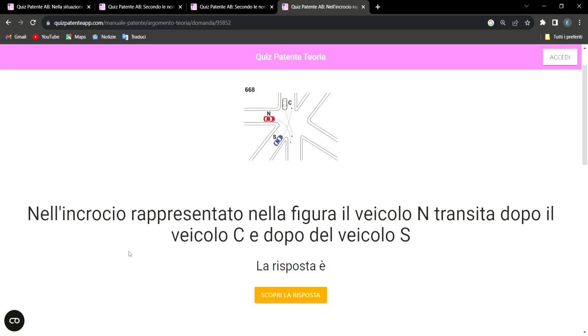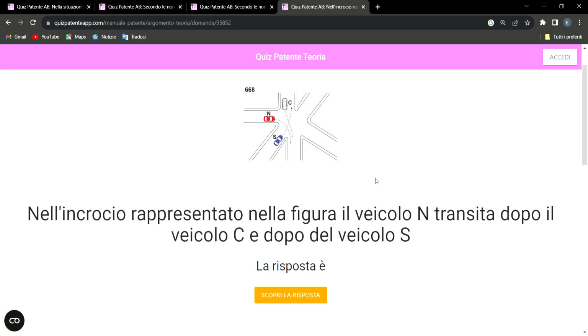Now, let us take a look at the question. The question says, "Nell'incrocio rappresentato nella figura, il veicolo N transita dopo il veicolo C e dopo il veicolo S." What are they saying? They are saying that in a junction represented in this manner, vehicle N will transit after vehicle C, and after vehicle S.